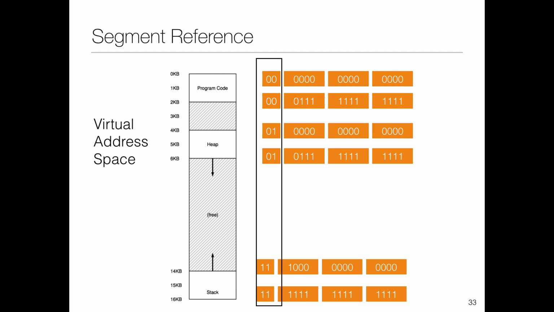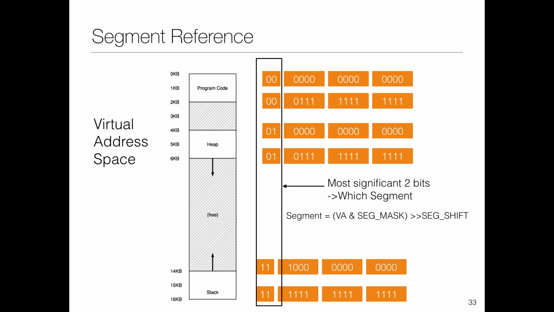If it were 5 different segments, how many bits would you use? 3. First 3 bits, right? So the first most significant 2 bits give us the segment of the code, and we can write a very simple formula for this. So how do you efficiently get these bits?